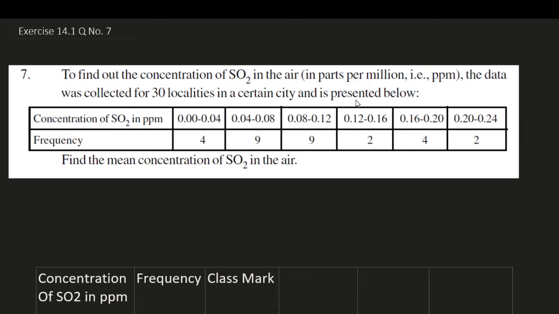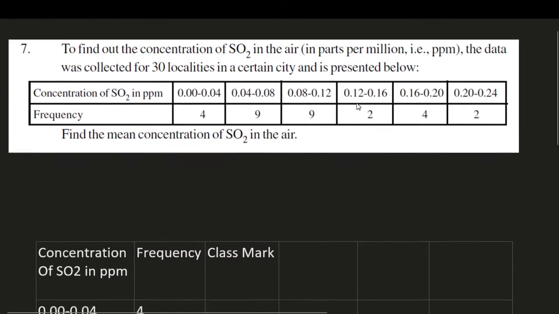To find out the concentration of SO2 in the air in parts per million, that is ppm, the data was collected for 30 localities in a certain city and is presented below. Concentration of SO2 in ppm is given as class intervals. Frequency for corresponding class intervals are given. Find the mean concentration of SO2 in the air.